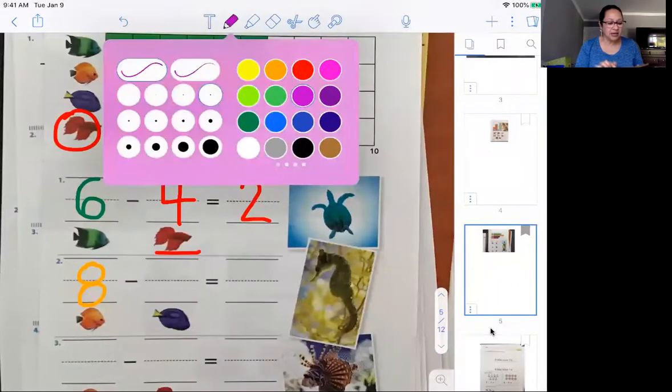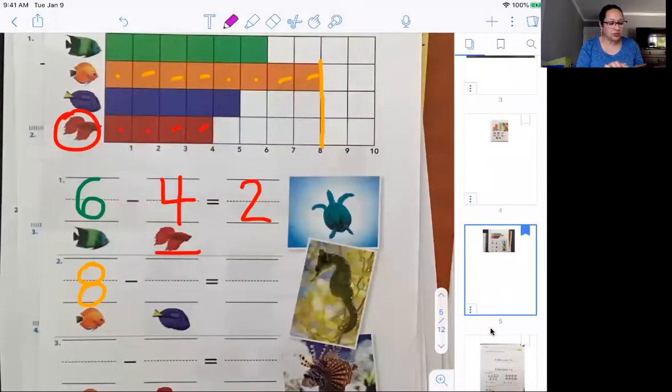Now we're going to look for the purple fish. How many are there? 1, 2, 3, 4, 5. 5. See the number 5? Yep, you're right. So 5 right here. Be careful not to make the 5 backwards. So now you're saying 8 minus. Remember, this symbol is a minus. So you have 8 minus 5, right? 8 minus 5.